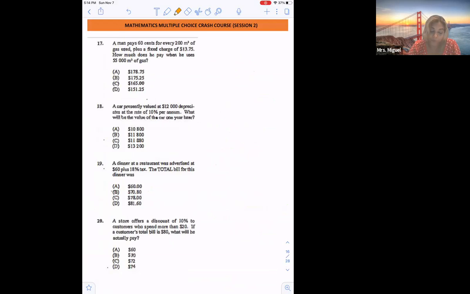Let's go. 17, 18, 19, and 20. This one we met already, so we don't have to do it. This one we did already. This one we did already. A customer offers a discount of 10% on customers who spend more than 20. If the customer's total bill is $80, what will the customer pay? So 10%, 10 over 100 by 80. The customer will get $8 off. So the customer will pay $8 less, which is 72. The answer is C. All right.